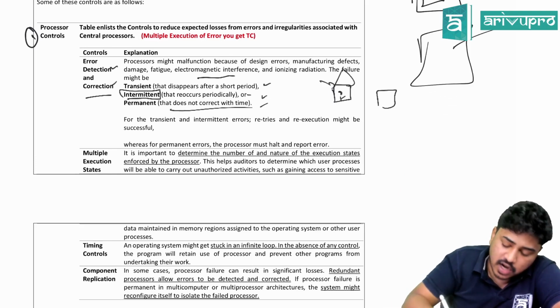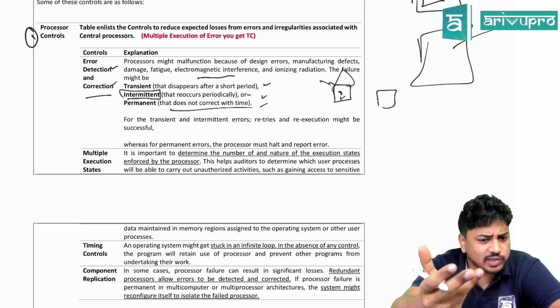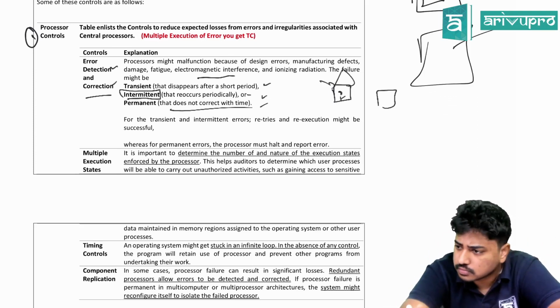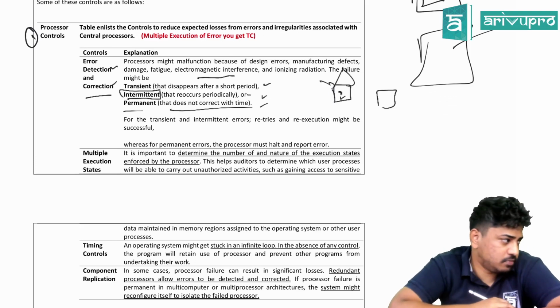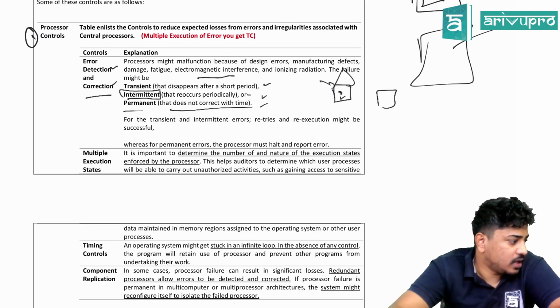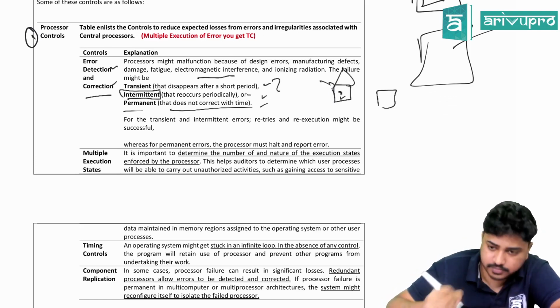Permanent errors do not correct with time at all. These are permanent. CPU time out means it's a permanent error only, no? Yes or no? So we call it a permanent error. Any questions still here? These are all errors. Okay.